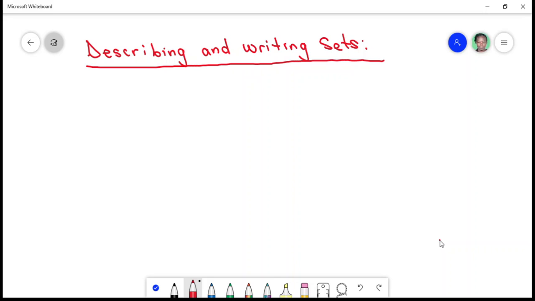We are still talking about sets for junior high school. And today we are looking at describing and writing sets. We've already established that a set is a well-defined collection of objects of the same kind.